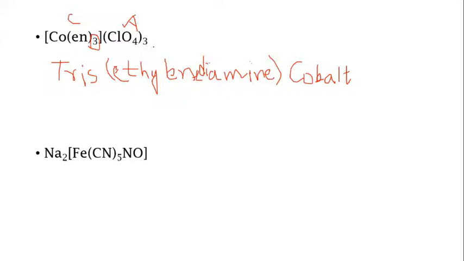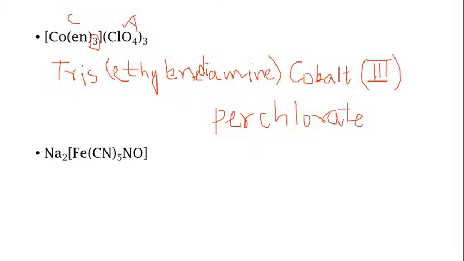Find out the oxidation state of this particular complex. So you will get it as +3. Then close it. Then you have the anion as perchlorate. So mention it as perchlorate. So the entire name goes as tris(ethylene diamine) cobalt(III) perchlorate. This is the total name of this particular complex.